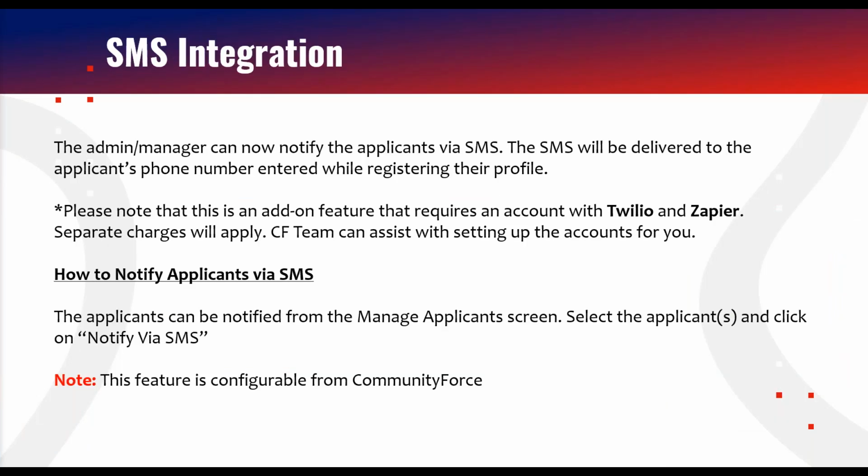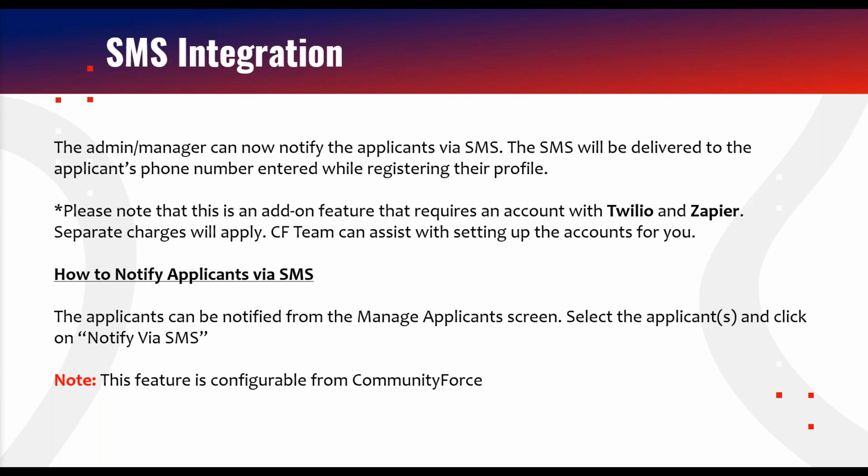Okay, now we want to talk about the SMS integration. So the SMS integration allows you to send a message to your applicant via an SMS text message. And so this does require that you have an account with like Twilio or Zapier. And this is something that if you do want to have activated, you will need to contact us. And you can do so by entering a support ticket. Of course, you can always call the marketing team as well, and we can assist you with setting this up.